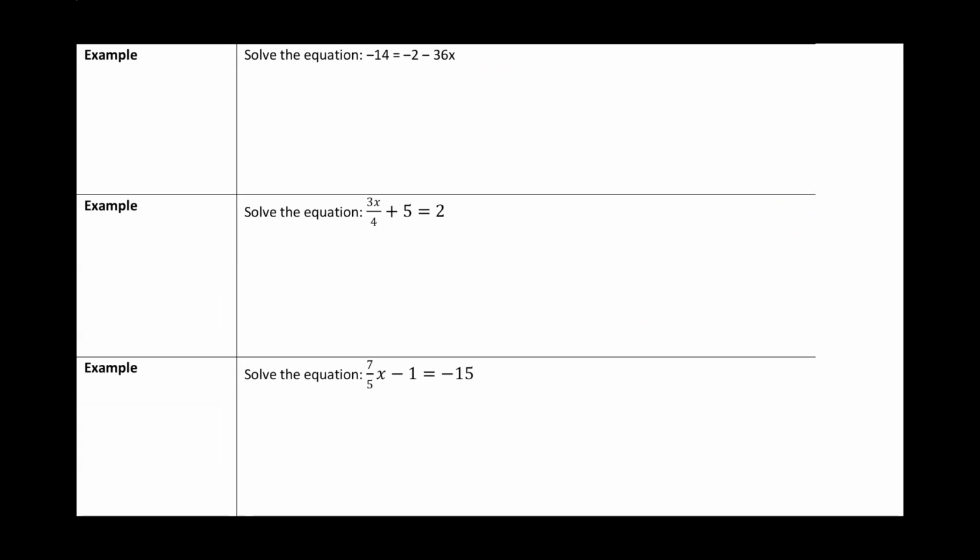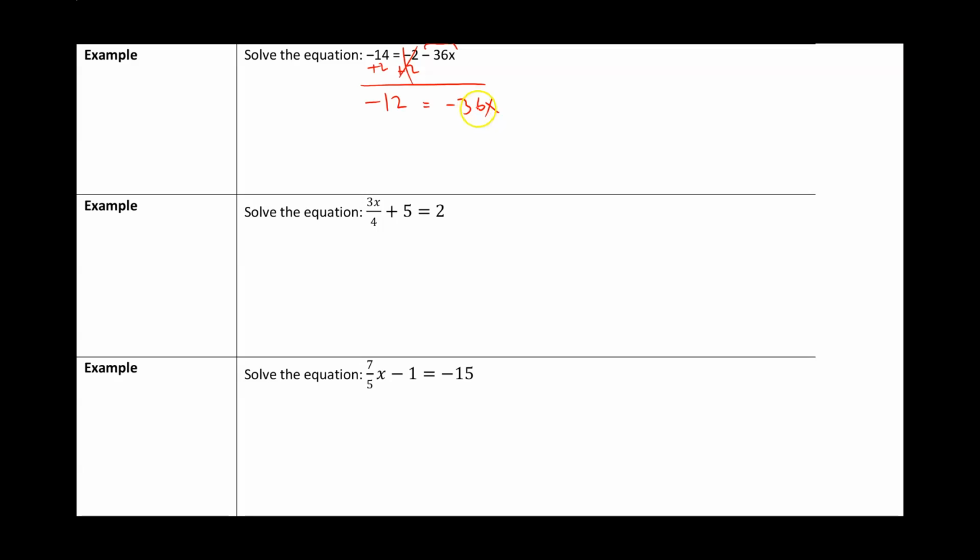We want to solve the equation negative 14 equals negative 2 minus 36x. So first step is we have to get that negative 36x by itself. Whatever number is attached to the x, we've got to get that by itself. So how do you move the negative 2? Well, we're going to add 2 to both sides. If we add 2 to each side, this gives us negative 12 equals negative 36x.